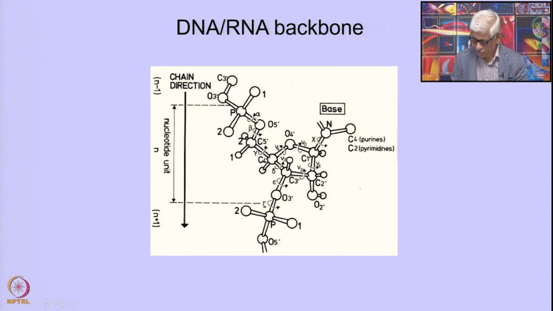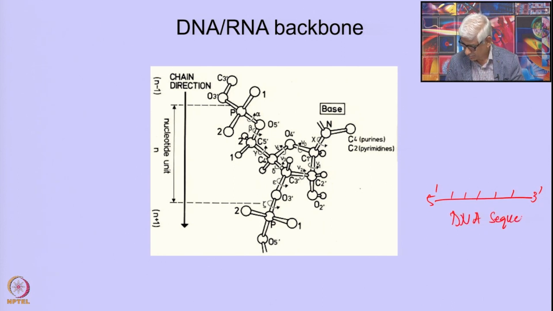Okay, so in going from 5 prime to 3 prime, what is the DNA sequence here? You write the various bases which are present in this nucleotide unit, and that is called the DNA sequence. So this is the monomer of the entire polymer. There are about 1 billion of these. Now you can imagine how long this should be.